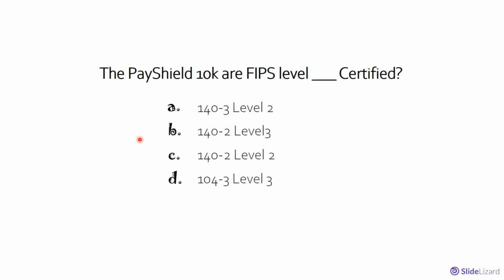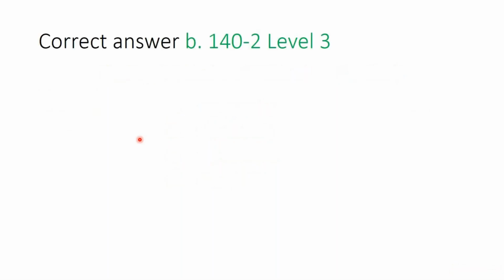Okay, the FIPS level certification for your PayShield 10K, is it 140-3 level 2, or 140-2 level 3? So one response I received for B, two also for B, and waiting for one last response. And the right answer is, yep, rightly so, B, 140-2 level 3.